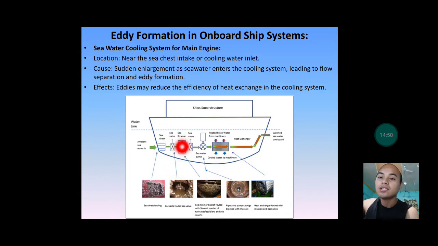And then next is the sea chest strainer. Some fouling, some garbage, or any impurities can create eddy formation. Also, if the pipe is small and the sea chest strainer is big, there will also be eddies. Another valve, and then in the pump there will be eddies, and in the heat exchanger there will also be eddies.